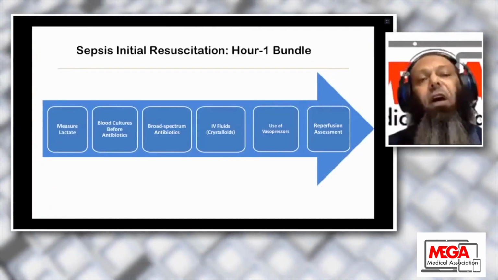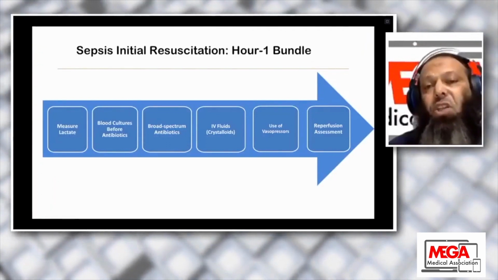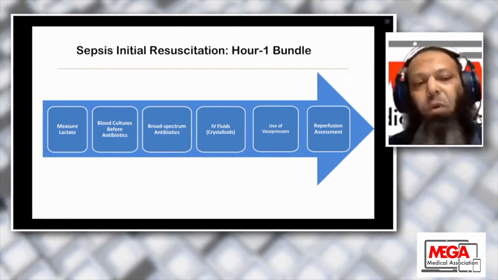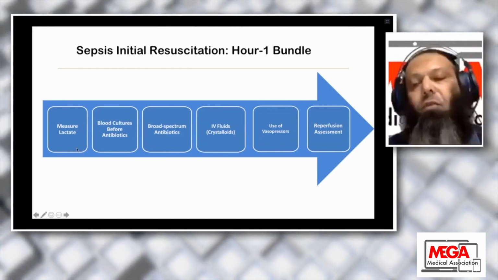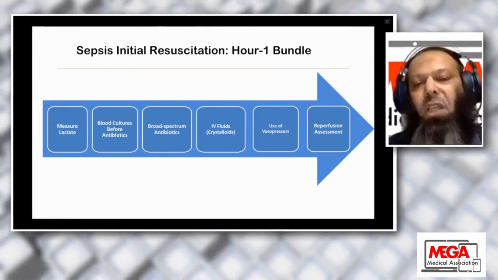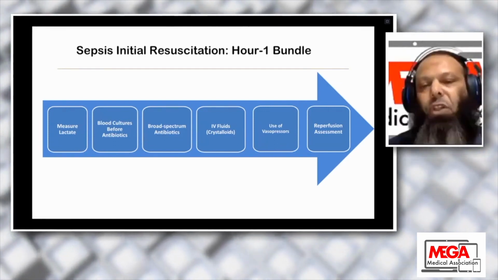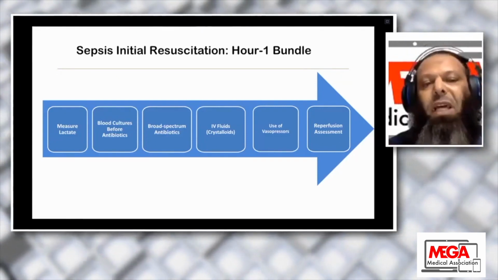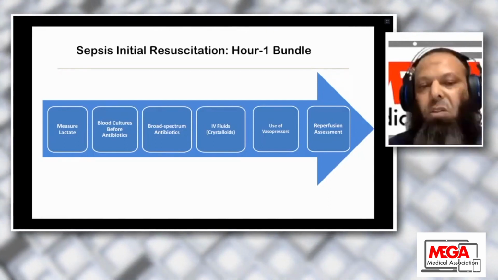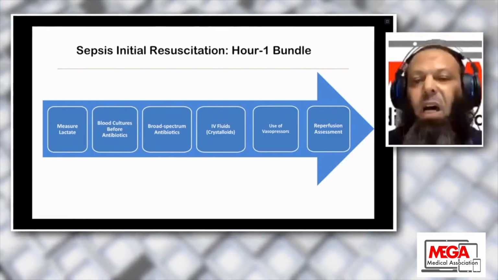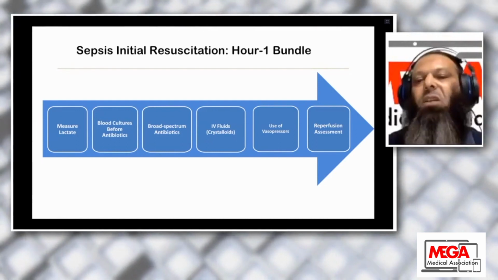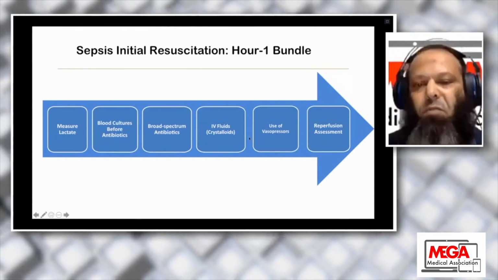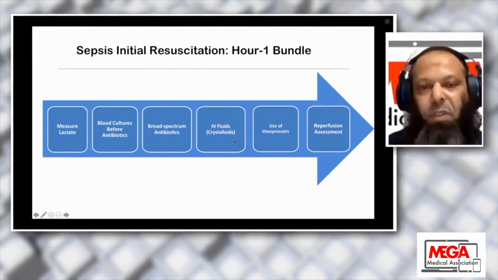If I highlight the initial resuscitation hour 1 bundle, as Dr. Hisham said, I will not go through all components, but just highlight those 5 components. It's a bundle. You should not ignore one. You should use it as a bundle. So: measuring lactate, blood cultures before the antibiotics, giving the broad spectrum antibiotics, giving IV crystalloids when indicated, use of vasopressors when indicated, and end up with reperfusion assessment, which is very important.